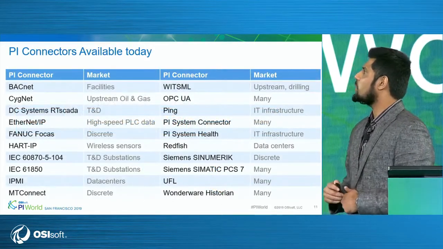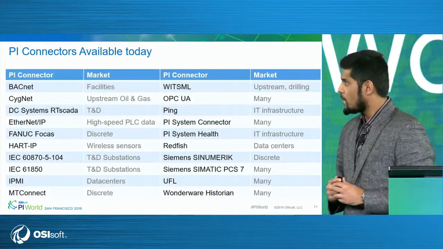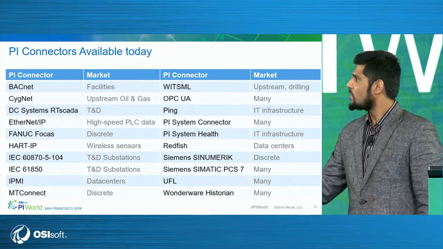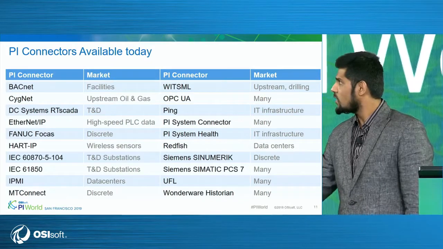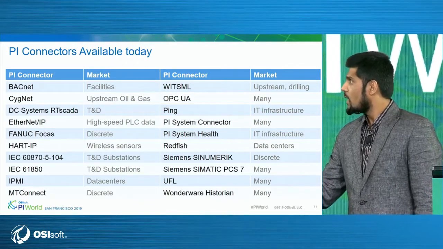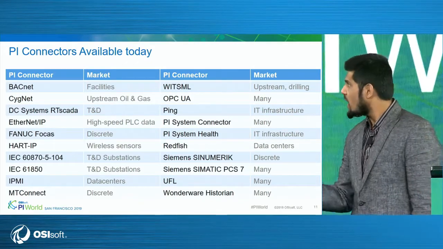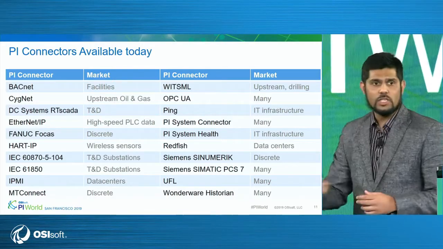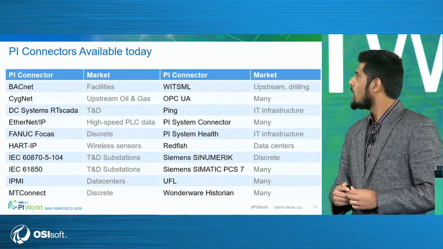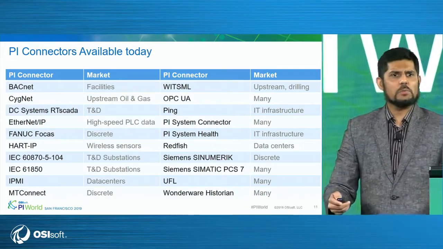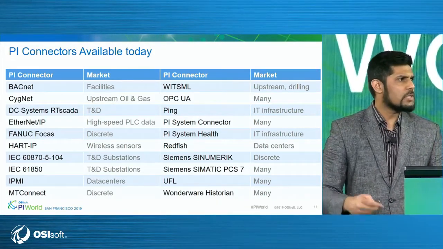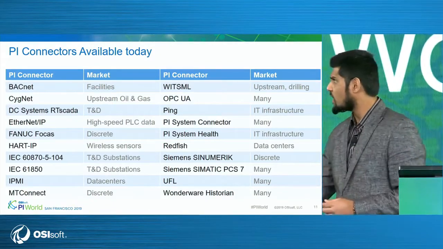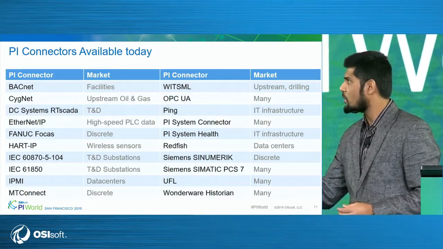So let's quickly look at the PI Connectors available on the market today. At a quick glance, as you can see, our connectors are spread across a variety of industries. If you wanted to collect data from the edge, we have connectors in the form of EtherNet/IP and HART-IP. If you're an oil and gas customer and you wanted to collect data pertaining to your drilling operations or your upstream or midstream processes, we have connectors in the form of WITSML and Signet.